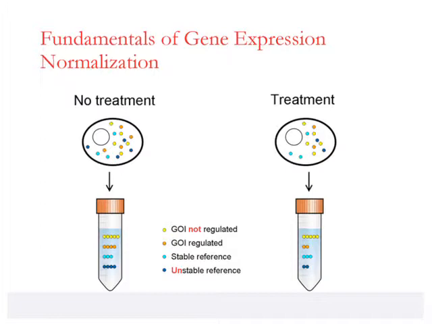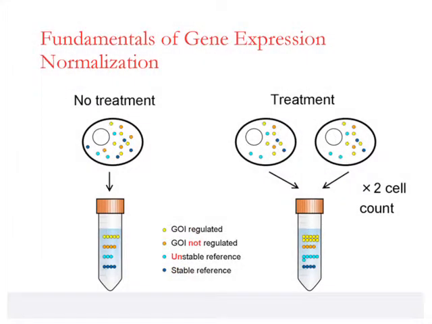As we measure the gene expression in the two samples, a gene of interest that shows equal expression level in the two samples we consider not responding to the treatment. A gene of interest that shows different expression levels in the two samples we consider regulated due to the treatment. Likewise, a reference gene candidate that shows equal expression levels in the two samples we consider a stable reference gene, good for normalization, and a reference gene candidate that shows variation in expression levels in the two samples we consider an unstable reference gene that is not appropriate for normalization.